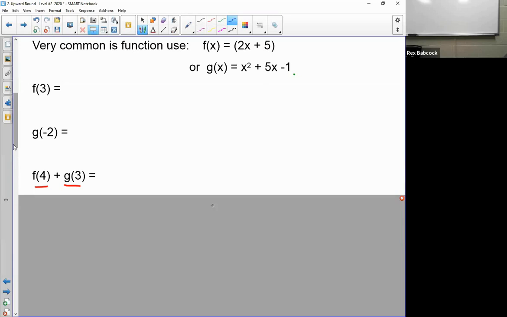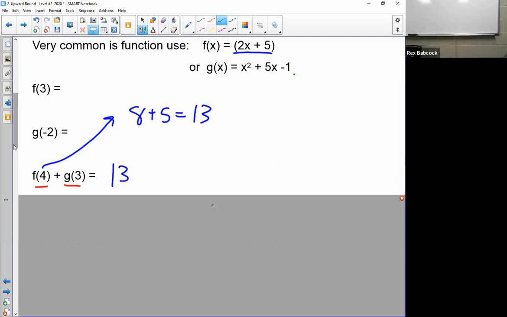Well, let's see if we can do this step by step and agree on an answer. F of 4 is some number. And it says by definition that I double 4 and add 5. So the first number is 13.